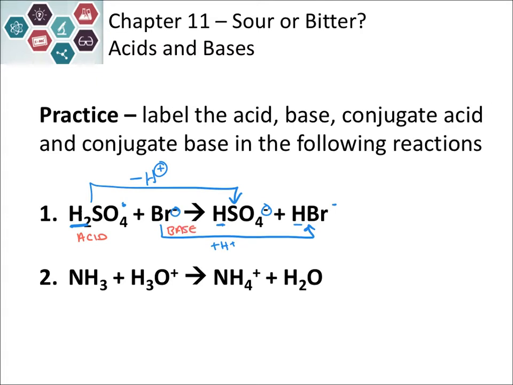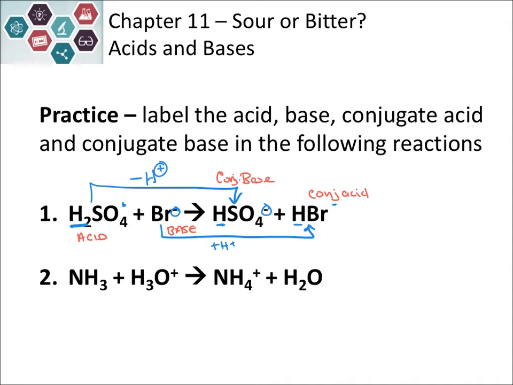The acid turns into the conjugate base, and the base turns into the conjugate acid. Go ahead and pause the video and see if you can label the 4 pieces of the second reaction.